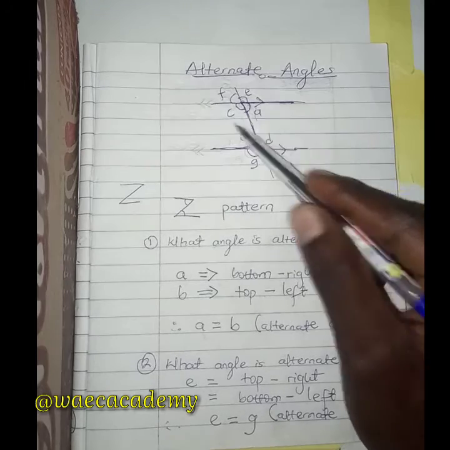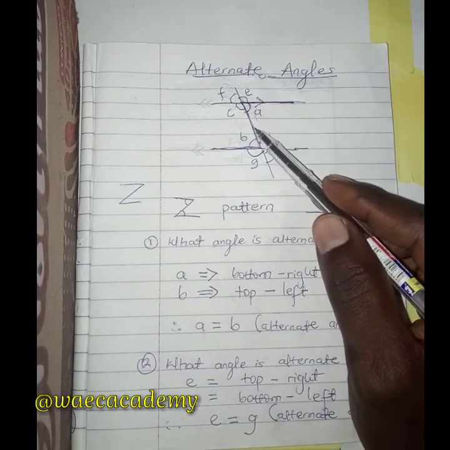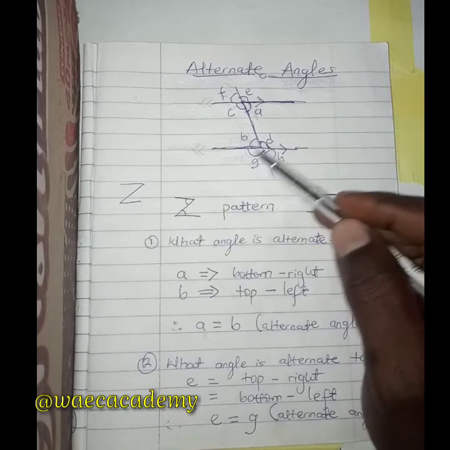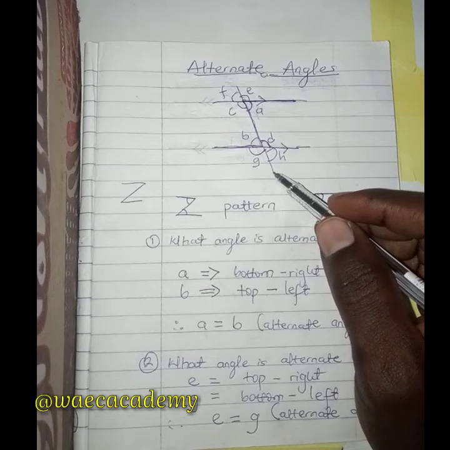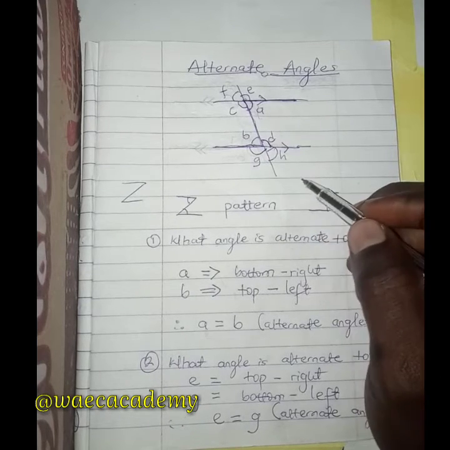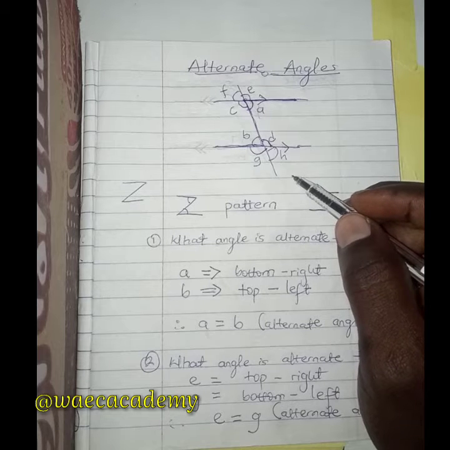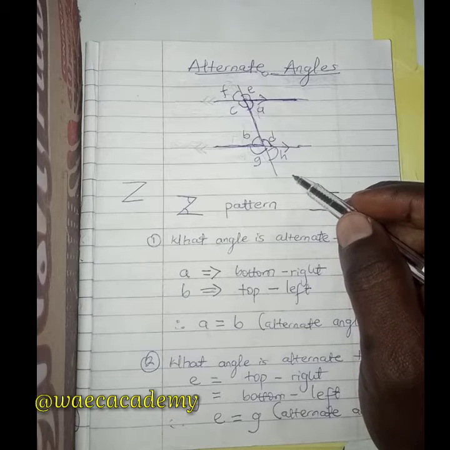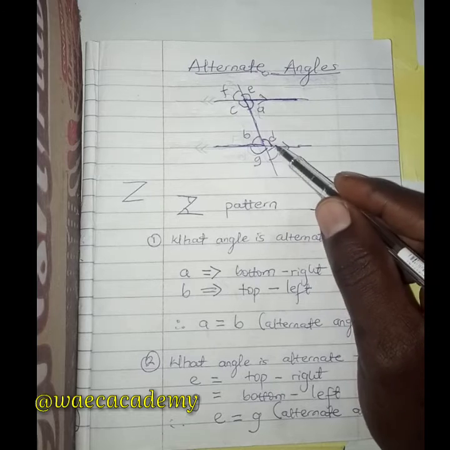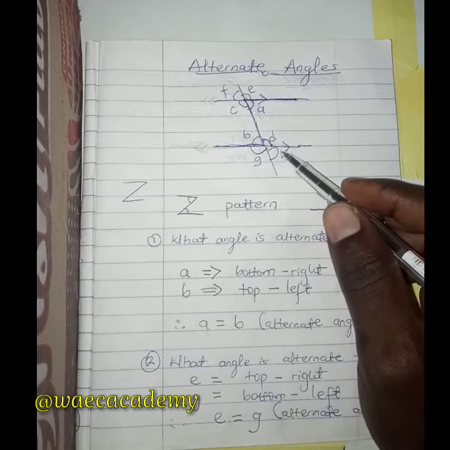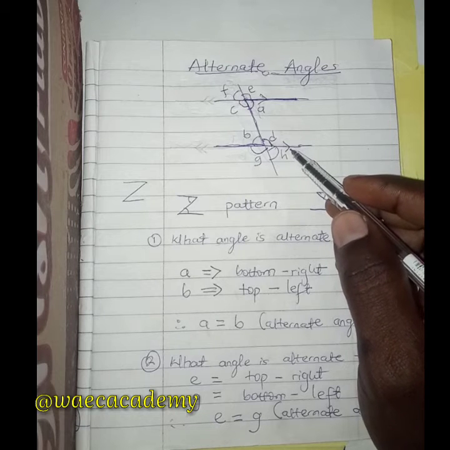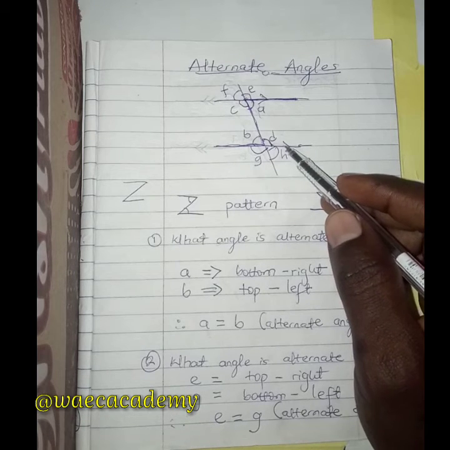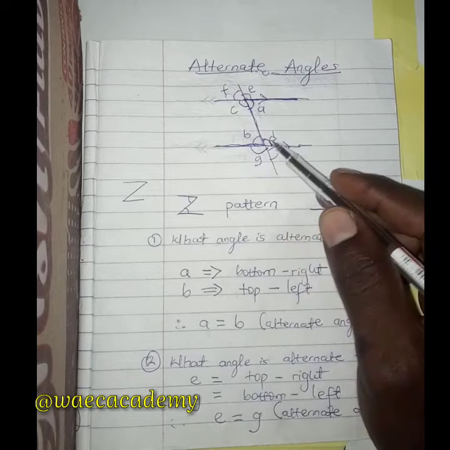So if A is on this first parallel line here, let's try to look for the alternate angle on the second parallel line. So this is the second parallel line. We said we are going to find it where? Top left, okay? So where is the top? We have B and D on the top of this second parallel line. So B and D, okay? Top left. So we have to look for the left side. The left side is going to be B because the right side is D.